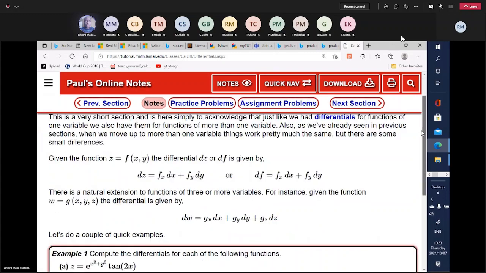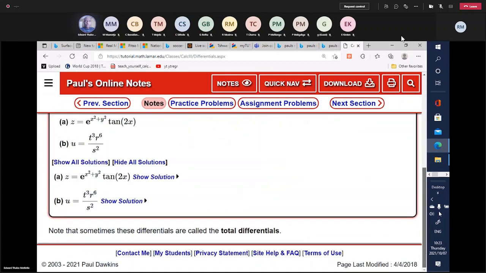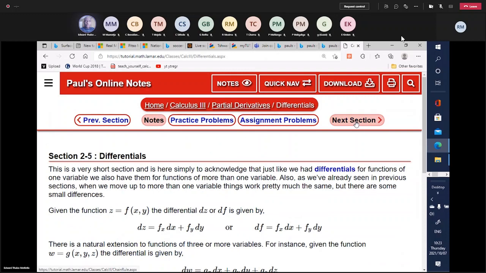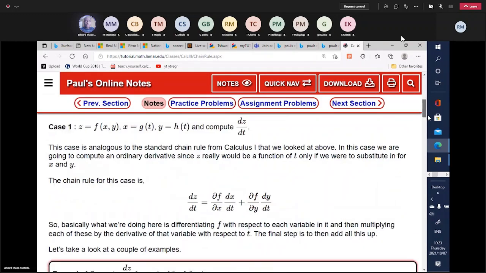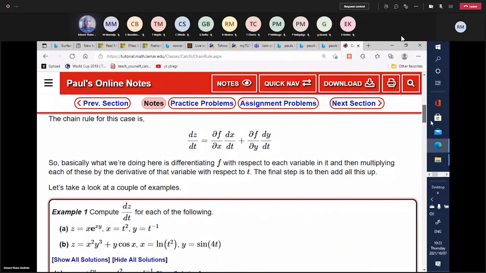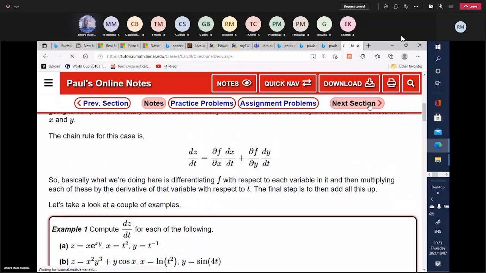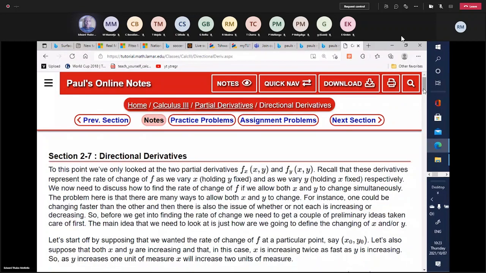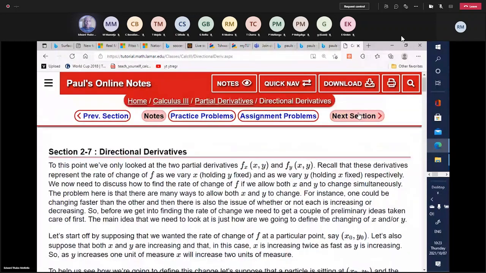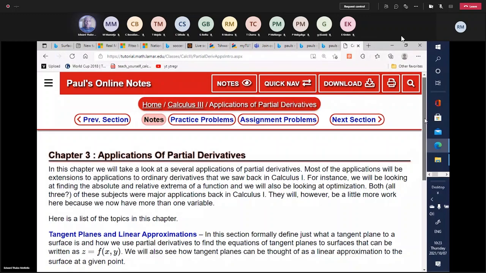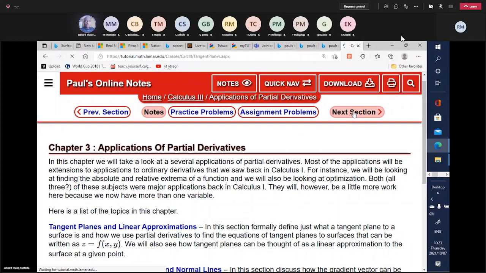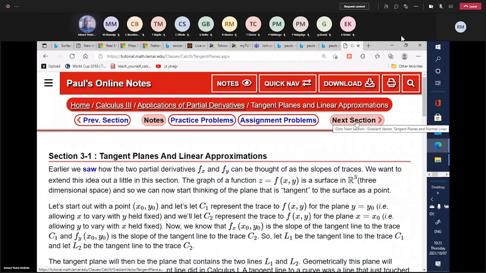Okay, let's check where I have made a mistake and correct that. This is an online textbook that I use most of the time. It's a textbook.